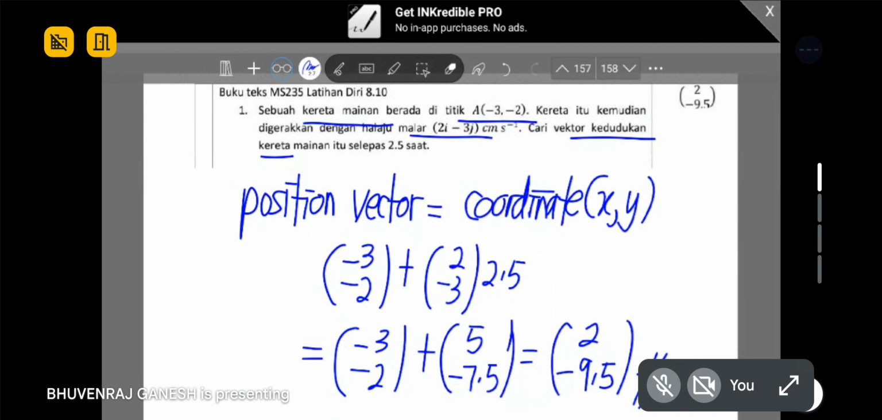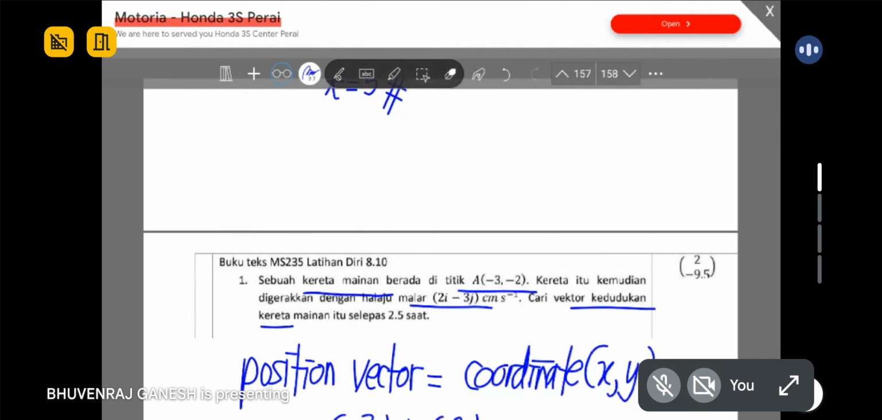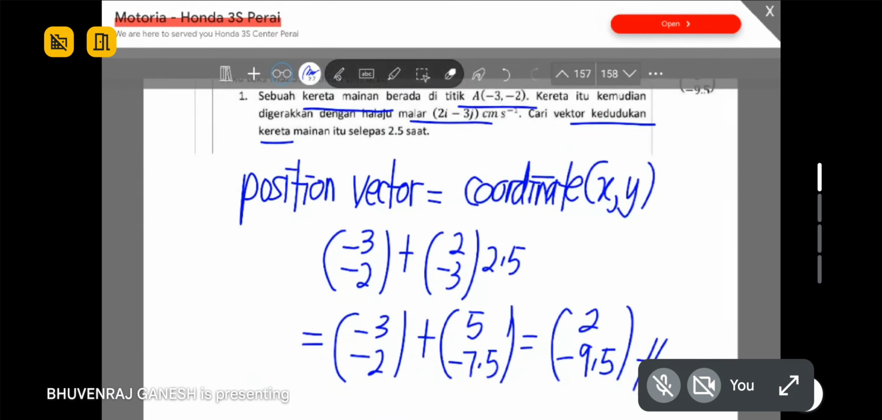Ambil gambar. Then we go for the last question. Last question for today. After this. Wah, today finish early lah, guys. Hari ni habis awal. Actually supposed to finish at 10 o'clock. But today very fast. Not bad. Many questions also we discuss.